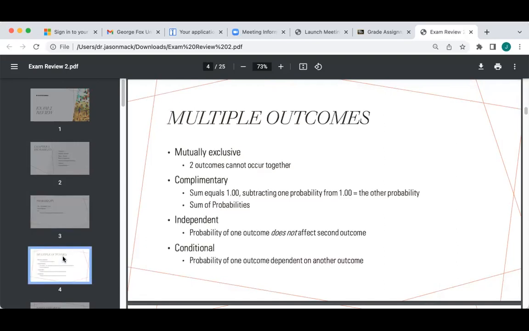For multiple outcomes, they're mutually exclusive, complementary, independent, and conditional. Mutually exclusive is where two outcomes cannot occur together. Complementary is where the sum of them equals 1. If you subtract 1 from the total, it will equal the other probability. Independent is where the probability of one outcome does not affect the second outcome. And conditional is where the probability of that outcome depends on the other outcome.